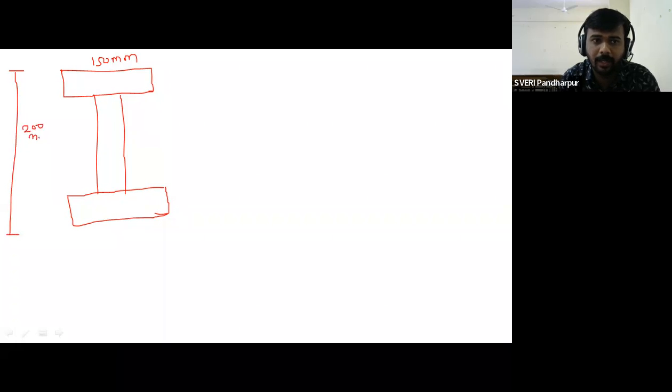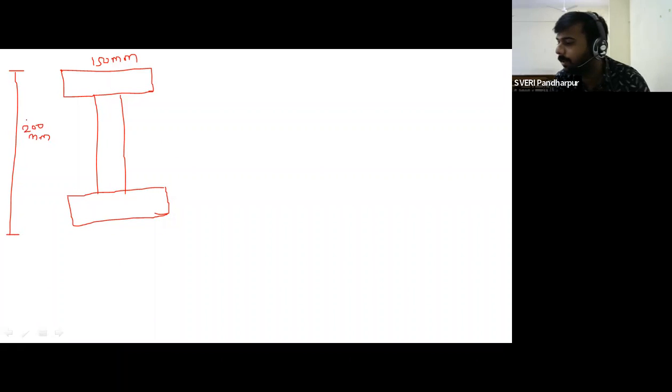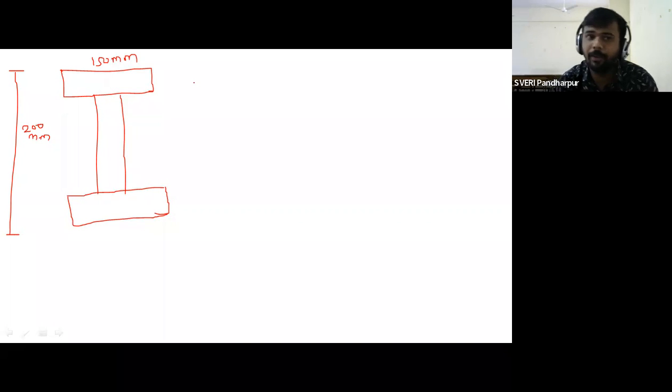So this is the I section. What is the total dimension? 150 mm wide and 200 mm deep. म्हणजे total height. Total height किती दिले बघा? 200 mm. And flange thickness and web thickness.